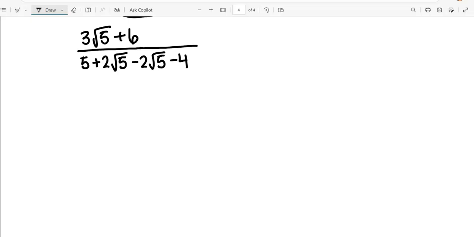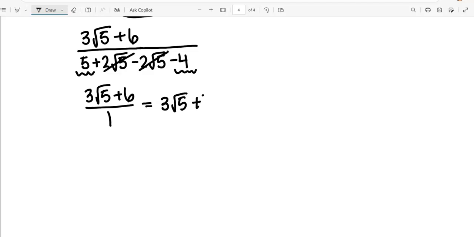So you'll end up with 4 terms on the bottom, but what happens with conjugate pairs? The middle 2 are going to make 0, and then you can add the 5 and the negative 4 to be what? 1. The great news about a denominator of 1 is that we don't have to write it. So 3 square root of 5 plus 6 over 1 is really just 3 square root of 5 plus 6.